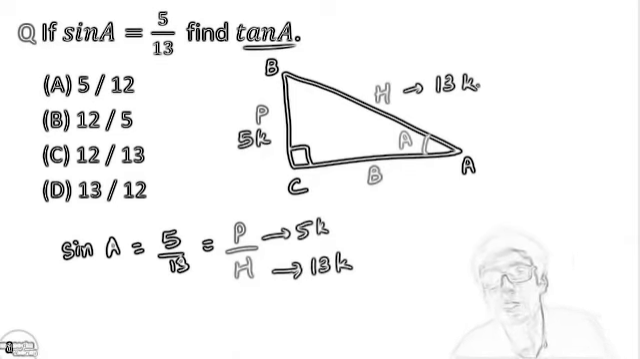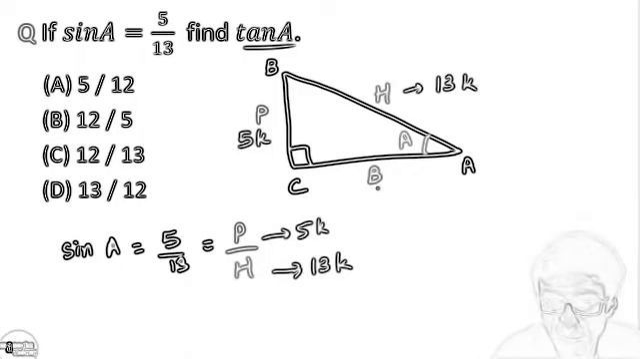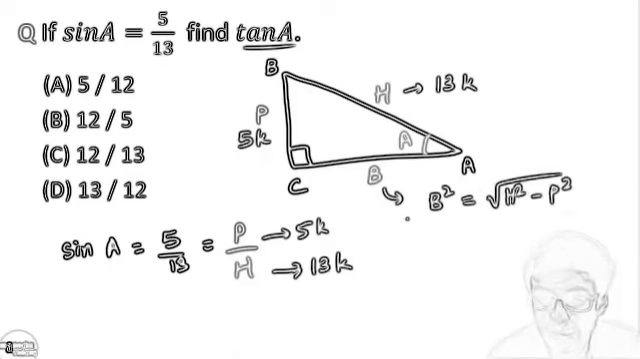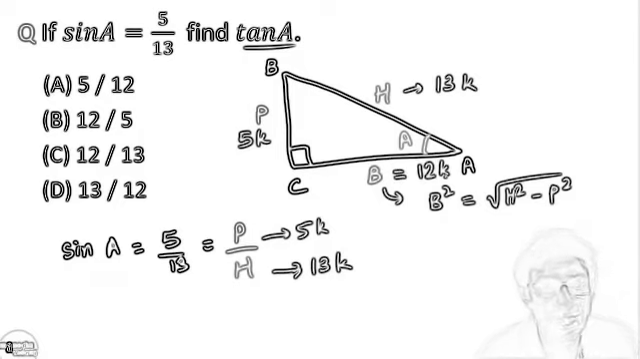Now if you look at this right angle triangle, you just have to apply Pythagoras theorem. The base is the square root of H square minus P square, and if you work that out, you're going to get the base as 12K. So go ahead and do the calculations. And now we need to find tan A.